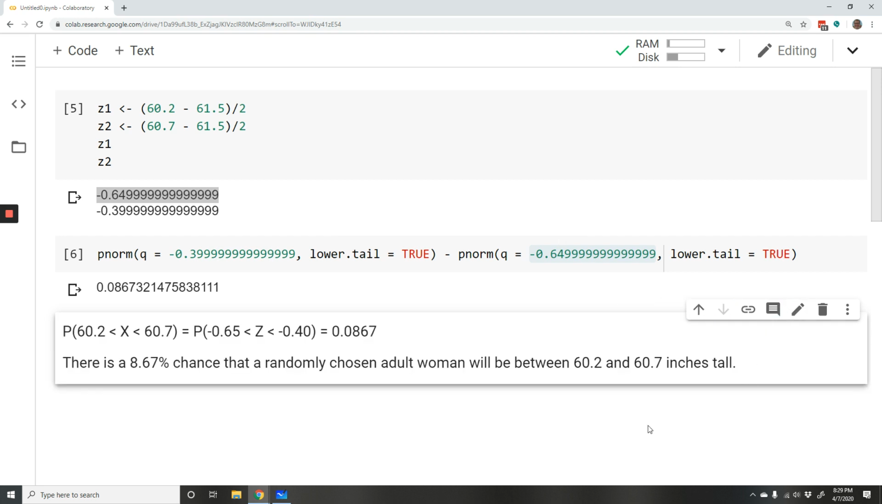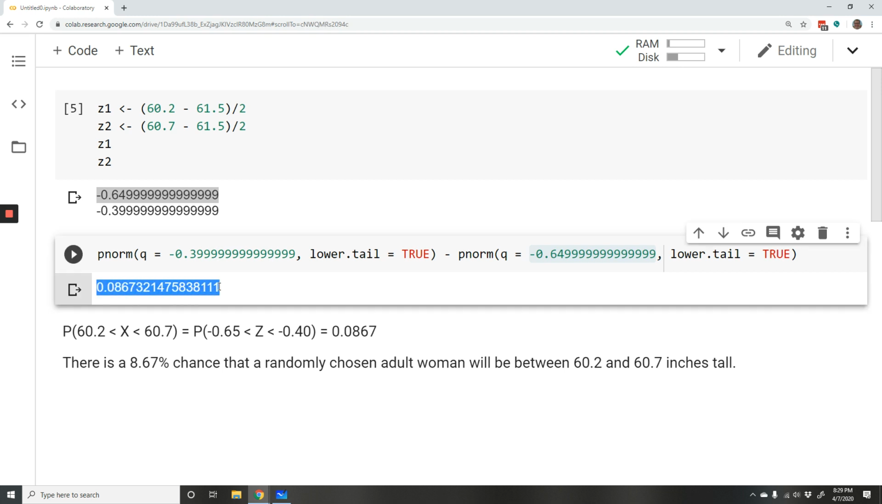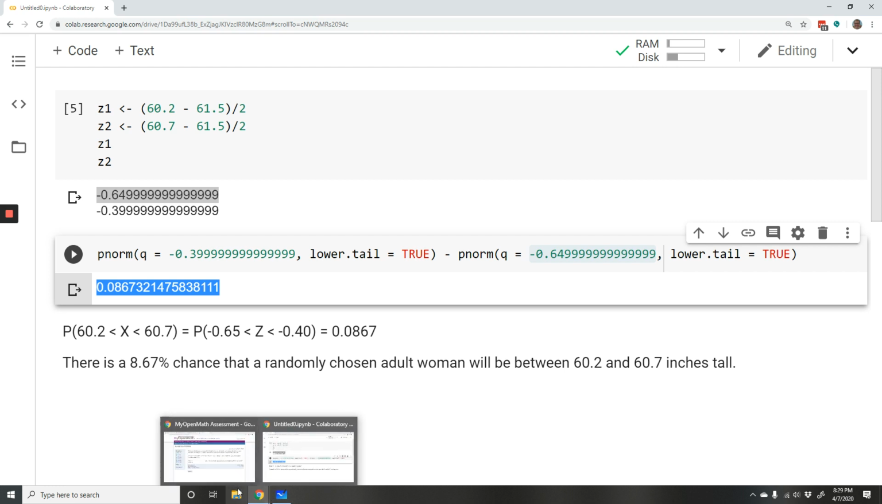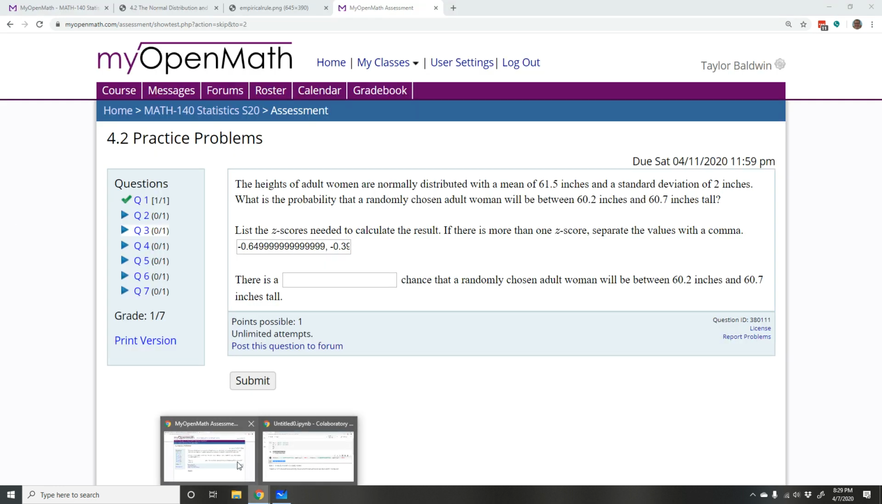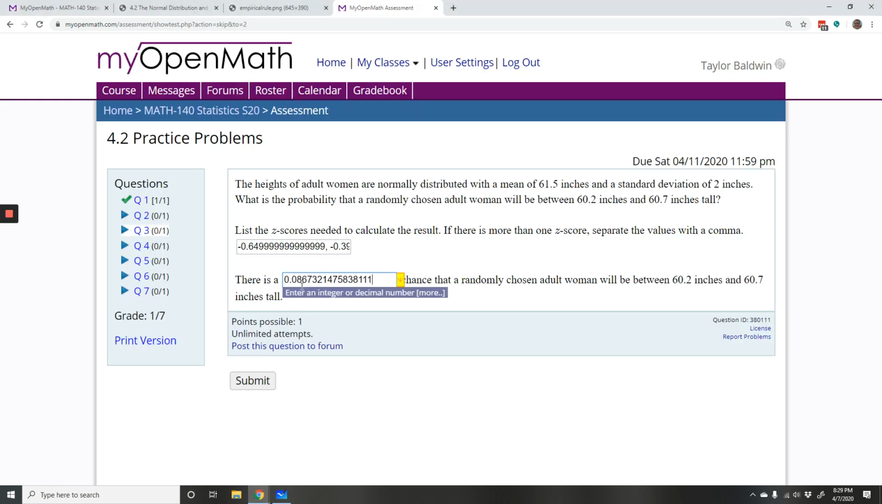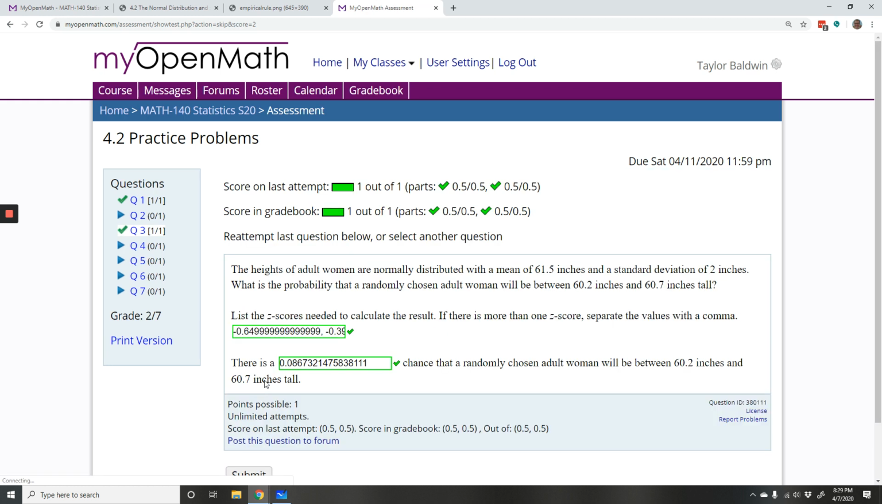Okay, so now let's take our answer in decimal form and put that into our solution. Okay, you'll notice I'm only using the decimal form. Don't convert it to a percentage, even though it might make a little bit more sense in the sentence. Just leave it in decimal form and plug it in. So if we submit that, we have it.